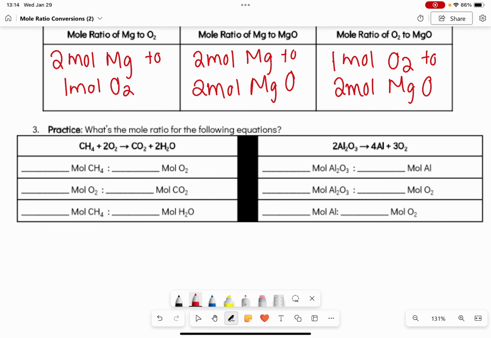I want you to pause the video after these instructions. You have 2 equations for number 3. CH4 plus 2O2 makes CO2 plus 2H2O, and 2Al2O3 makes 4Al plus 3O2. I want you to find the mole ratios for these 6 boxes. And then I also want you to put your answers in the Google form when you are finished. So that way I know how you're doing throughout the worksheet, and you also have the answers on your notes. So pause here, answer these, and then put your answers in the Google form.